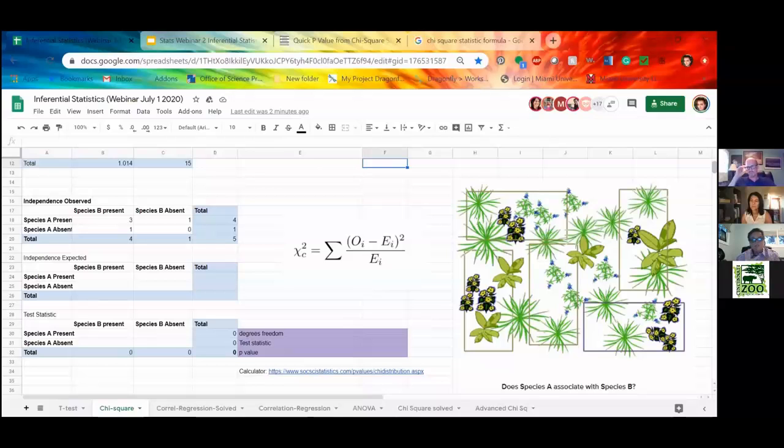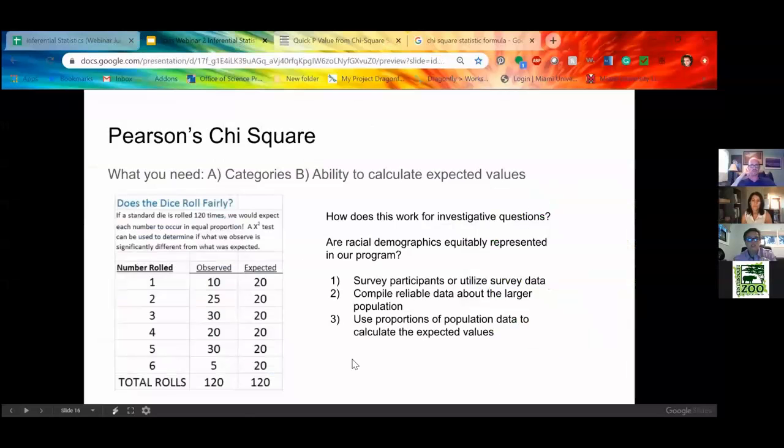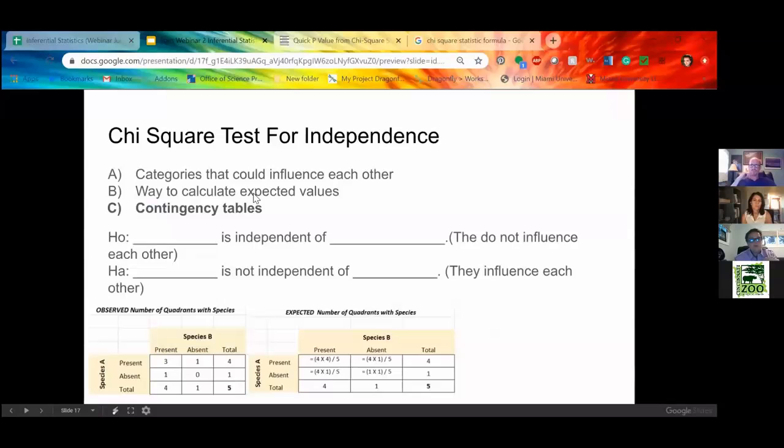And so in this version of the chi-squared, we're not testing a sample versus the population. We're testing for independence. And it looks just a little bit different. I'm going to pull up the slide here again. So we have to have categories for this, just like we did for the last one. We still have to have a way to calculate the expected values, but it's not necessarily going to be based on a population. It's going to be based on something called a contingency table, which sounds very scary, and it's just not. It's not scary at all.